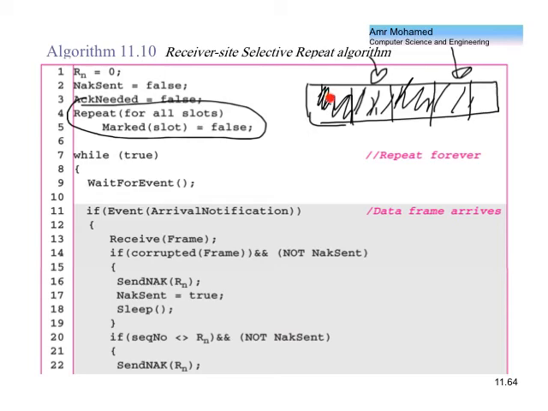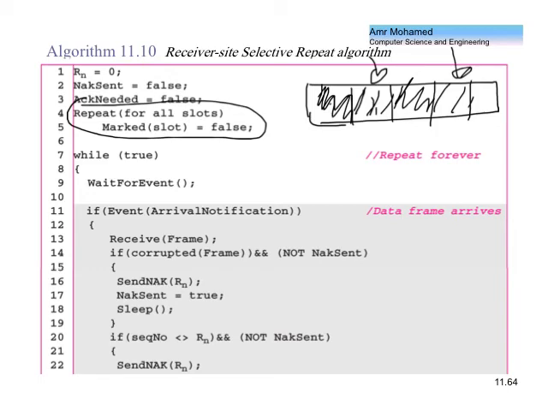Because when I slide, I need to check, was this actually received? If the answer is yes, then slide. If the answer is yes, then slide. And I keep sliding until I hit a frame that was not received. Okay? So that's why this marked flag is important.